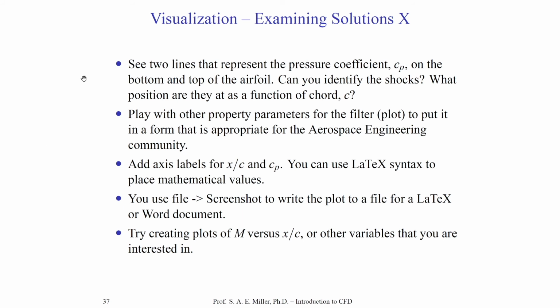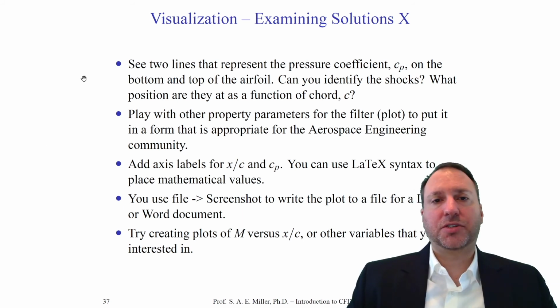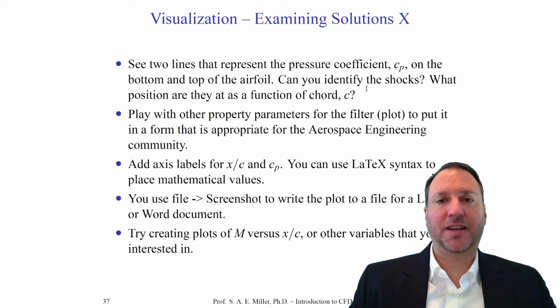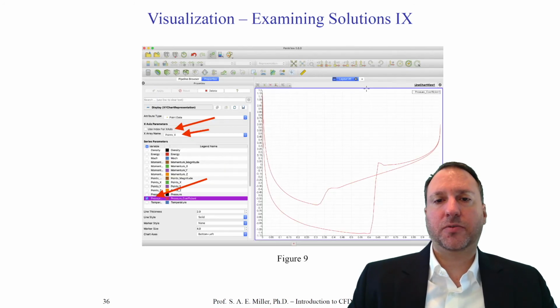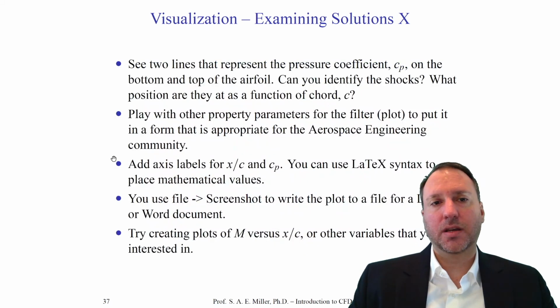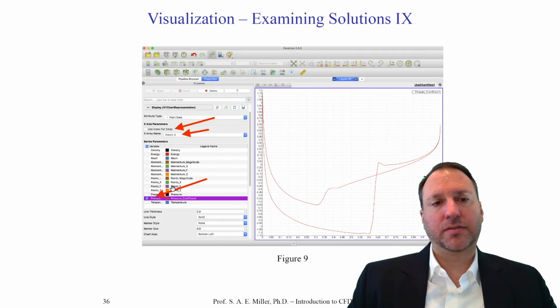As I mentioned, you'll see 2 lines, and these represent the pressure coefficients. I've mentioned the shock already, so my question is a little bit antiquated now, but you can see, of course, the normal weak shock on the top of the airfoil. You should now play with the other properties in the filtering window here. Try and plot, say, temperature, density, or Mach number on the airfoil surface.